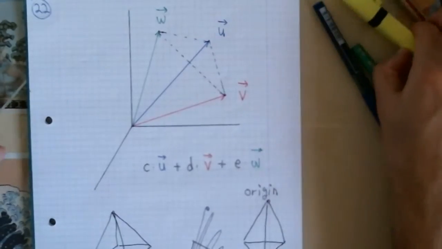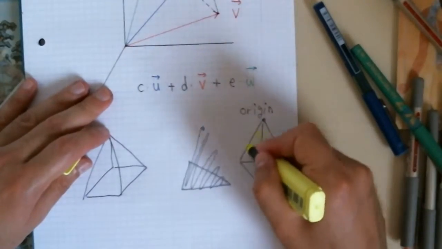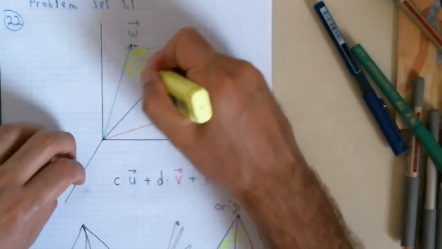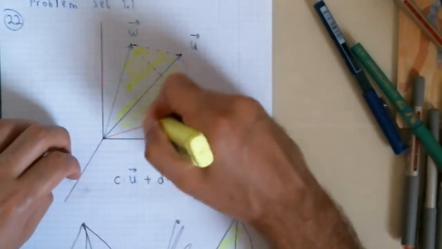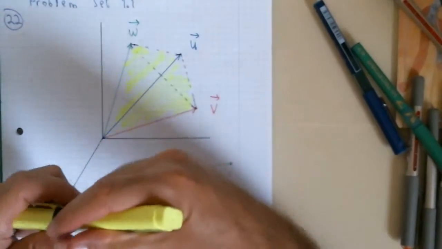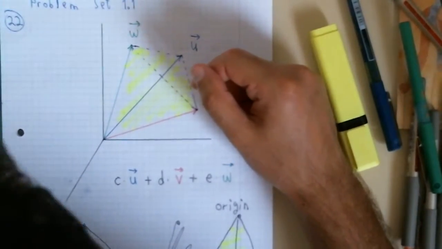And if we shade it in, let's say, yellow, it's like we make this whole thing yellow. So we shade it. Okay, now let's see what else they ask.